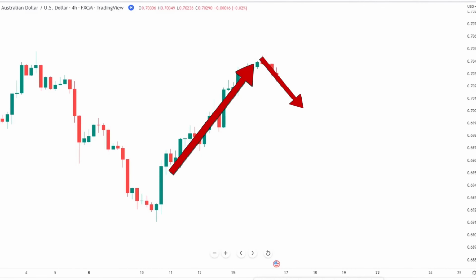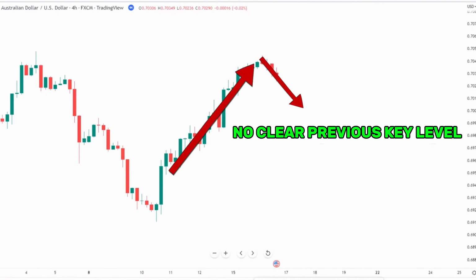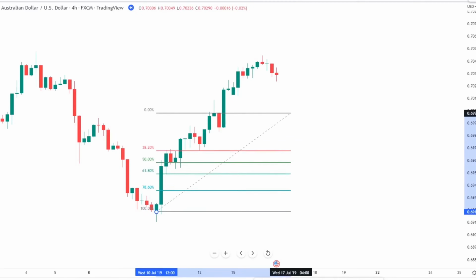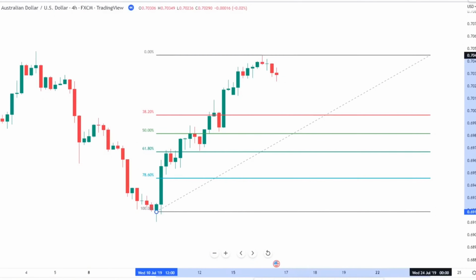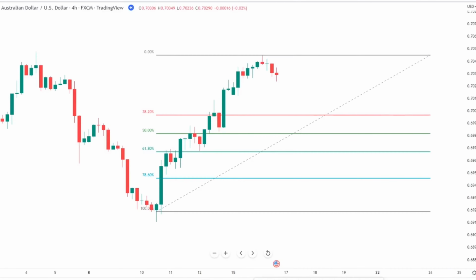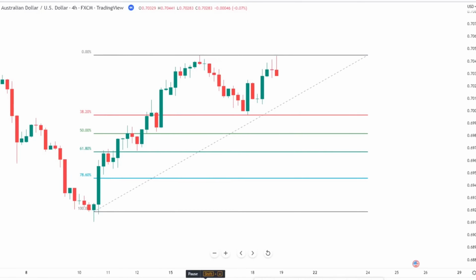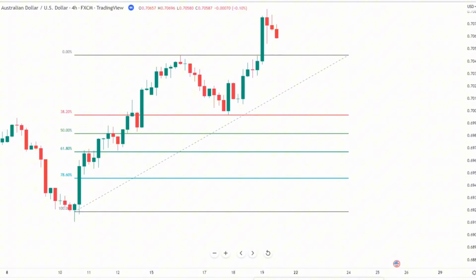The price is moving up and pulling back, but there's no clear previous key level. How do we know where this pullback will terminate? This is where the Fibonacci retracement tool becomes essential. By applying the tool to the chart, we get levels based on Fibonacci numbers. As you can see, the price hits one of these levels and bounces back up. The market respects these levels.